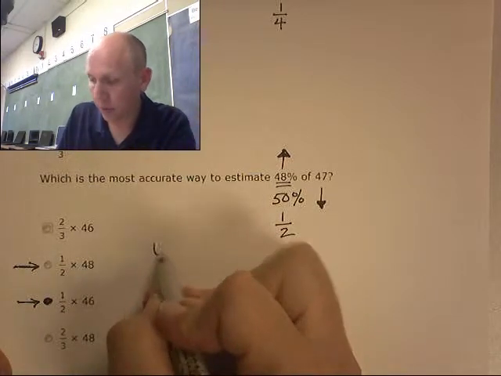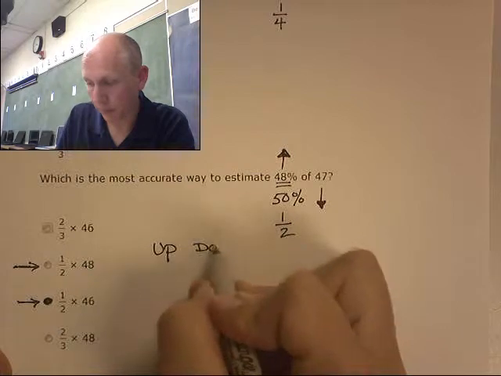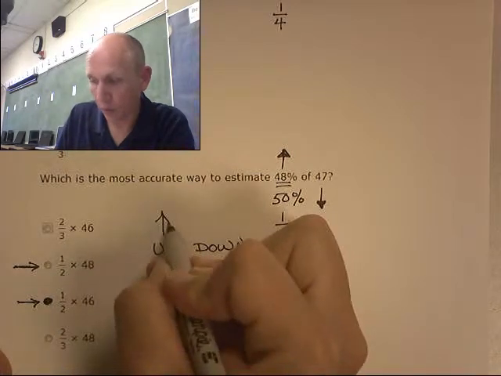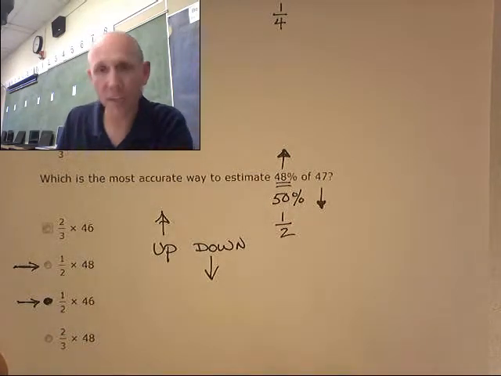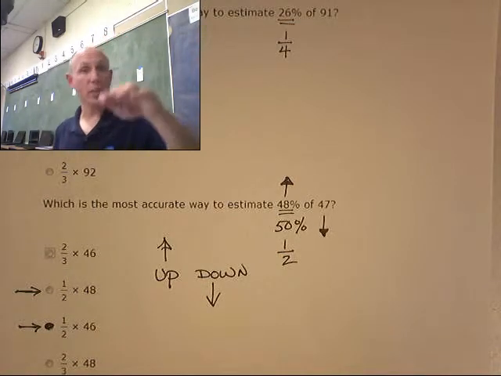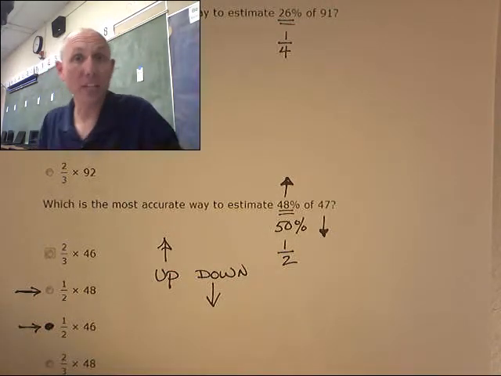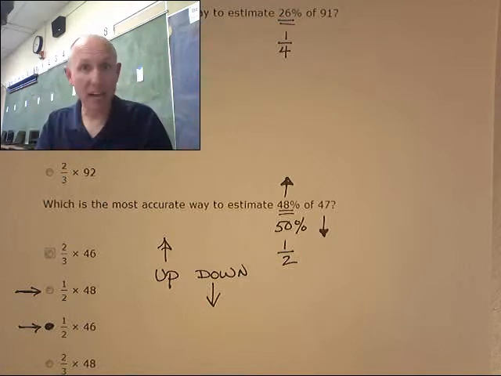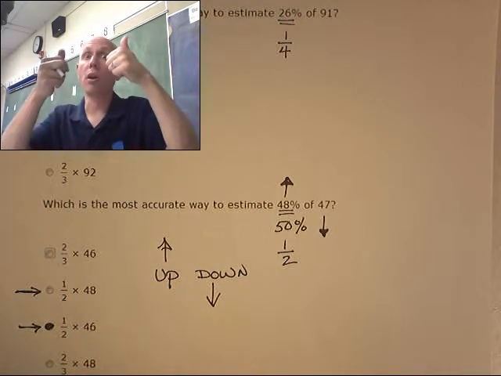If one of them's going up, the other one should be going down. If you're going to round the percentage up, then round the number down a little bit. Push him down. If one goes up, one goes down. Okay.